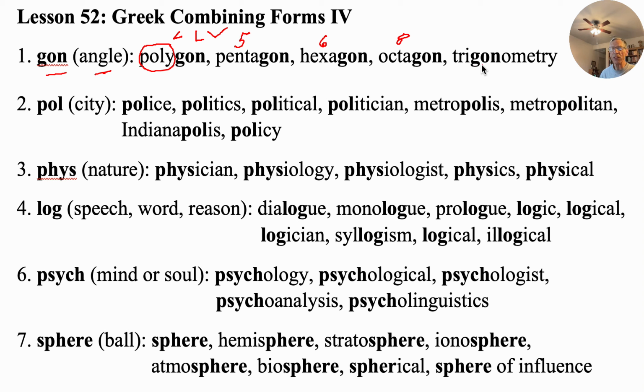And then we have the study of angles, which is called trigonometry. And this trig here has to do with 3. So geometry kind of has to do with the idea of figuring out the relationship between those angles and sides. And metry means to measure.